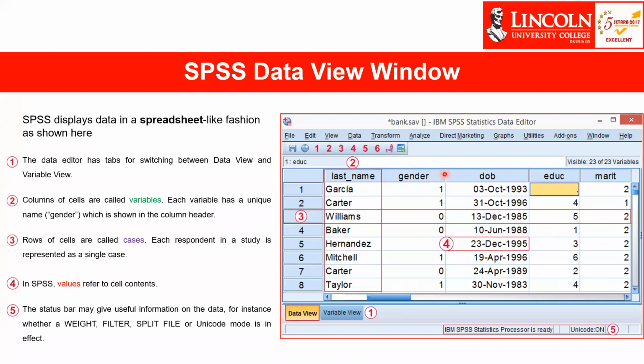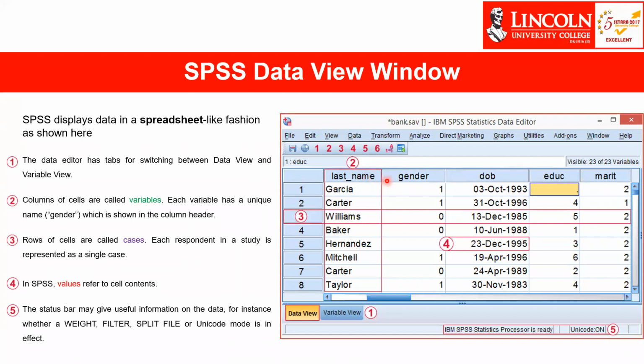Each of these are the variables. Okay, last name is a variable, gender is a variable, DOB is a variable, educ is a variable, marriage is a variable. Okay, each variable has a unique name, meaning that no variable can be repeated. You cannot have a repeated variable name. It has to be unique.